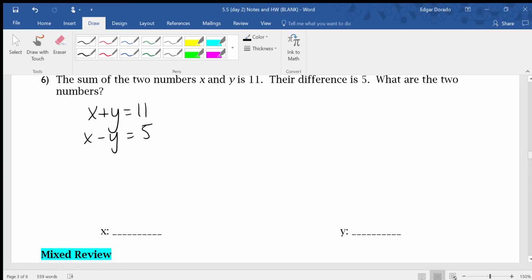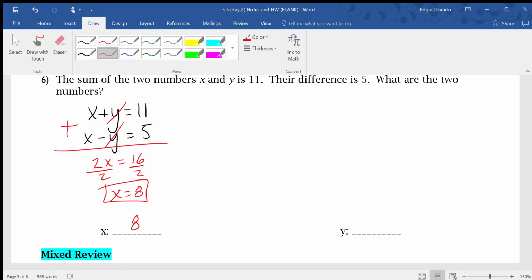So I have my two equations again. Again, which method probably looks like the best method you'd be using here? Definitely elimination, because those y's cancel out. You get 2x equals 16, divided by 2. x equals 8.